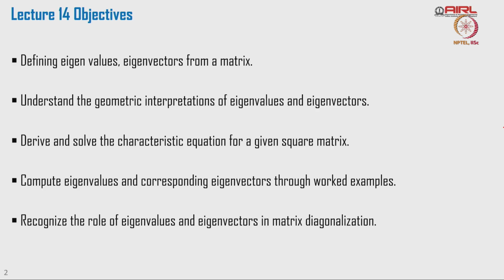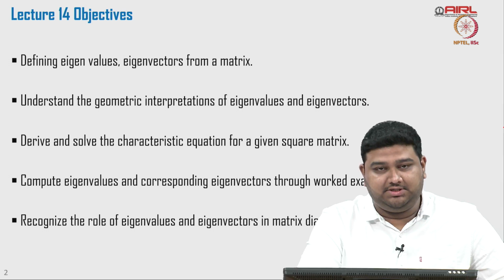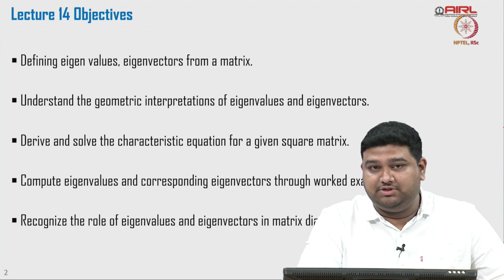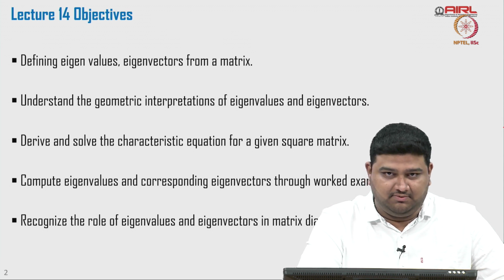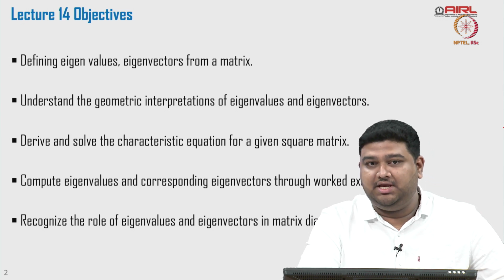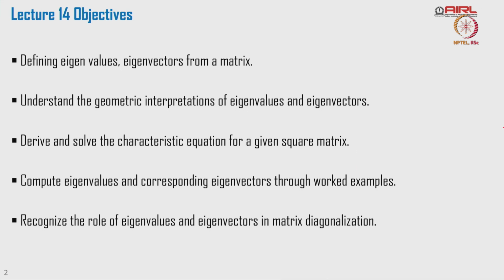The objective of this lecture is going to be defining what eigenvalues and eigenvectors are for a matrix, understand the geometric interpretations of these eigenvalues and eigenvectors, and we will then derive and solve what is called a characteristic equation for a given square matrix. Then we will look at some examples to see how we can compute these eigenvectors and eigenvalues, and finally we will connect them with controls and recognize the roles of eigenvalues and eigenvectors, especially in matrix diagonalization.